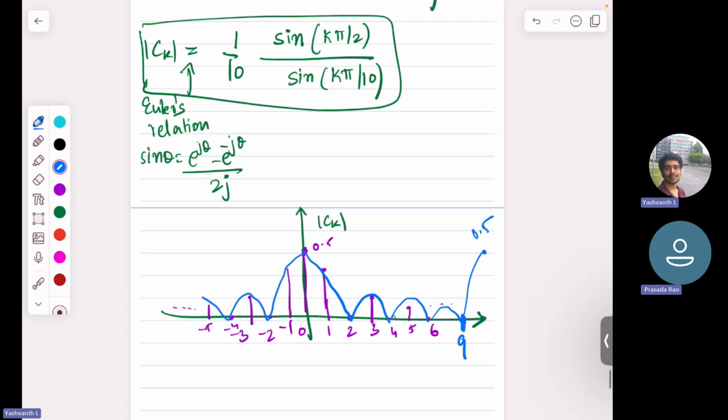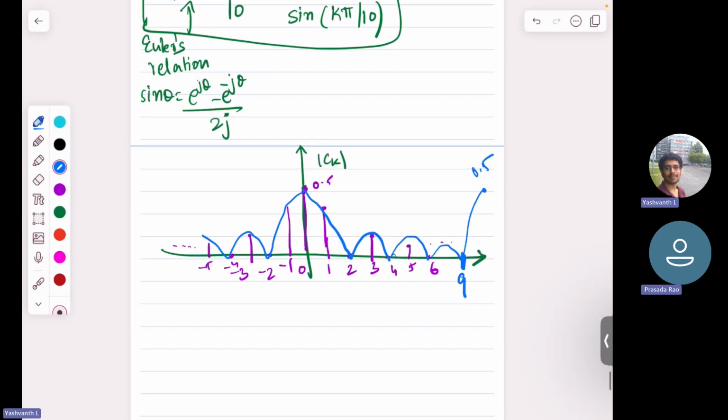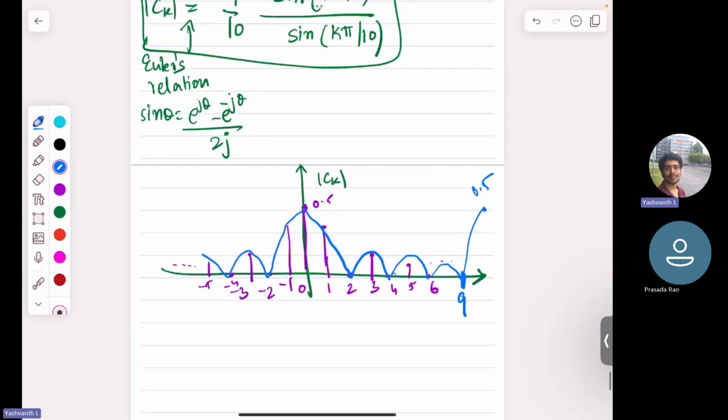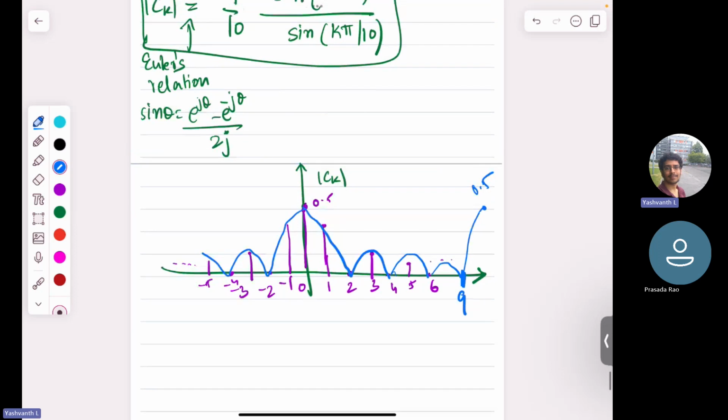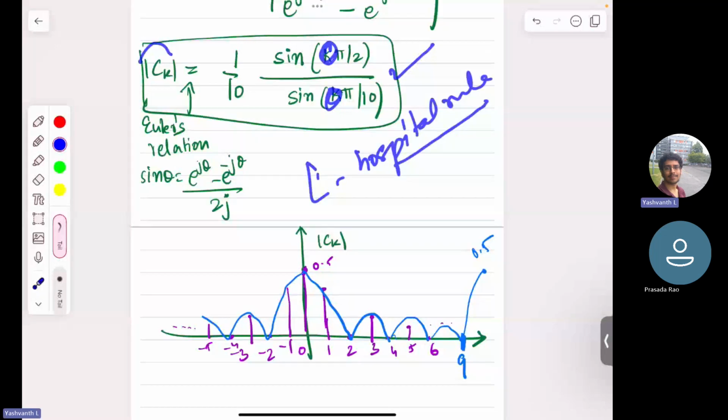Please explain this last thing, sir. So what I did is I substituted k equal to 1 here. Whatever answer came, I plotted here. For k equal to 0, it's a 0 by 0 form. I need to apply L'Hopital rule, and then find what C0 is. I'll get 0.5. Like that, I found the values for every k.